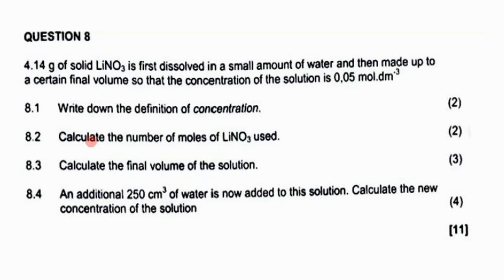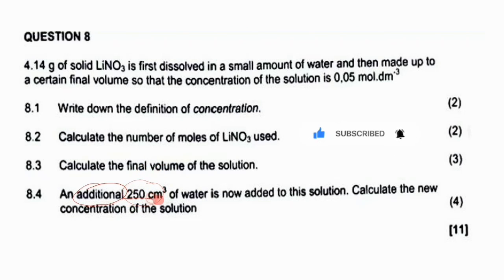Then 8.4 says an additional 250 centimeter cube. So note what they're saying, an additional. So that means to the volume that we already have, they added another 250 centimeter cube of water to that solution. Then calculate the new concentration of the solution. Now let's speak about the volume. That means the final volume that we'll have here is not 250 centimeter cube, but now it is this 250 centimeter cube plus the volume that we calculated, right?